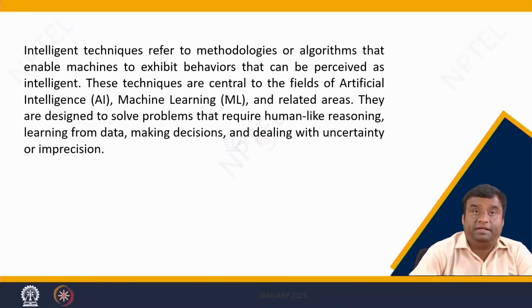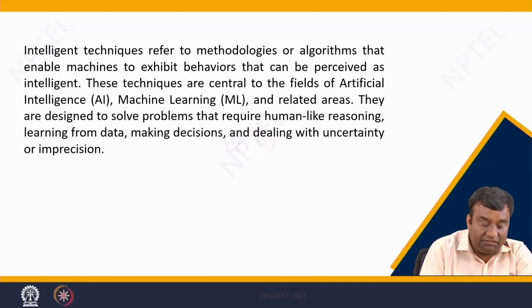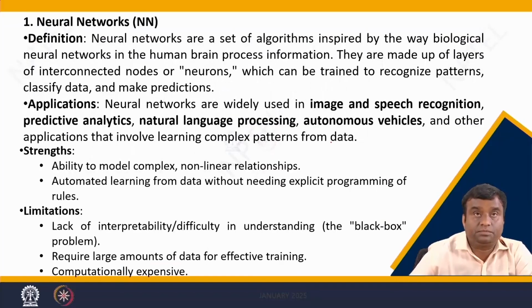First is intelligent techniques. Intelligent techniques refer to methodologies or algorithms that enable machines to exhibit behaviors that can be perceived as intelligent. These techniques are central to the fields of artificial intelligence, machine learning, and related areas. They are designed to solve problems that require human-like reasoning, learning from data, making decisions, and dealing with uncertainty or imprecision. First one is neural networks.